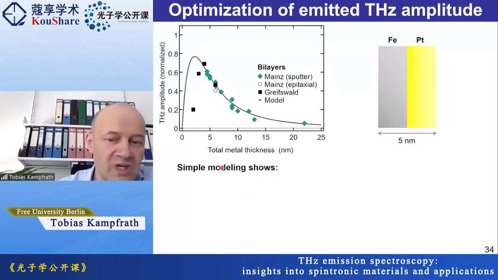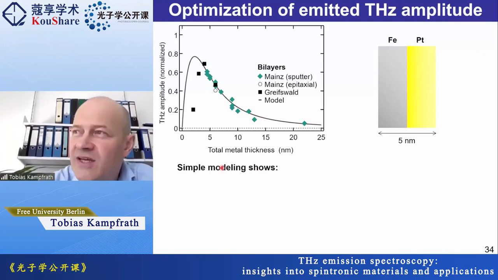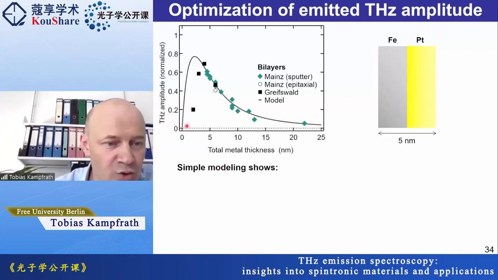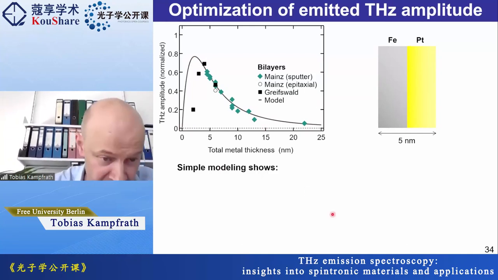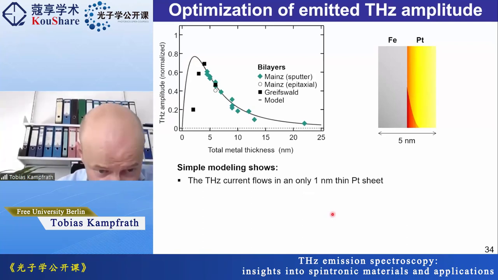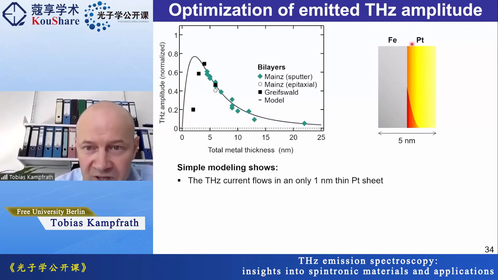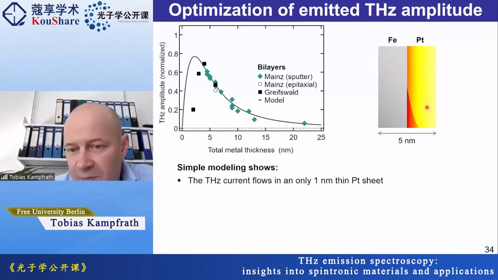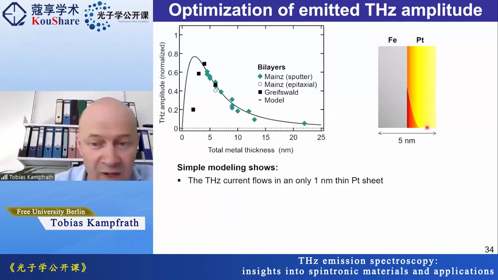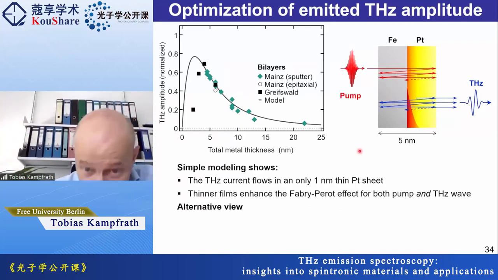Why that? So we did modeling along the lines that I showed you in the beginning of this tutorial. And this is the result of the modeling, and you see that the solid curve quite decently agrees with the measured data. And the insight is as follows. The terahertz current only flows in a very thin region close to the iron platinum interface. And this region is only 1 nanometer thick. And this tells us that it's actually not useful to make the iron platinum layer thicker, because there's no current after 1 nanometer.